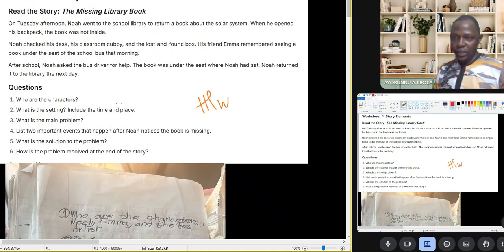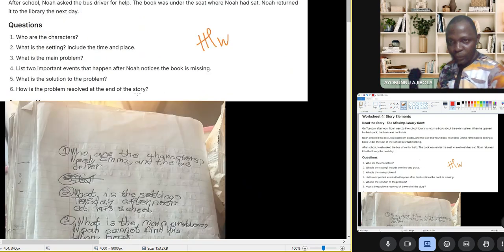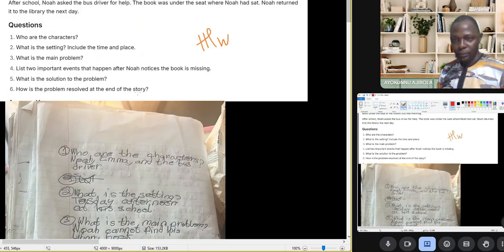The first question says, who are the characters? So, who are the characters? The characters are Noah, Emma, and the bus driver. Noah, Emma, and the bus driver. That's correct. That's perfect. But we still have issues. The writing is getting better, but can be more beautiful. Okay.